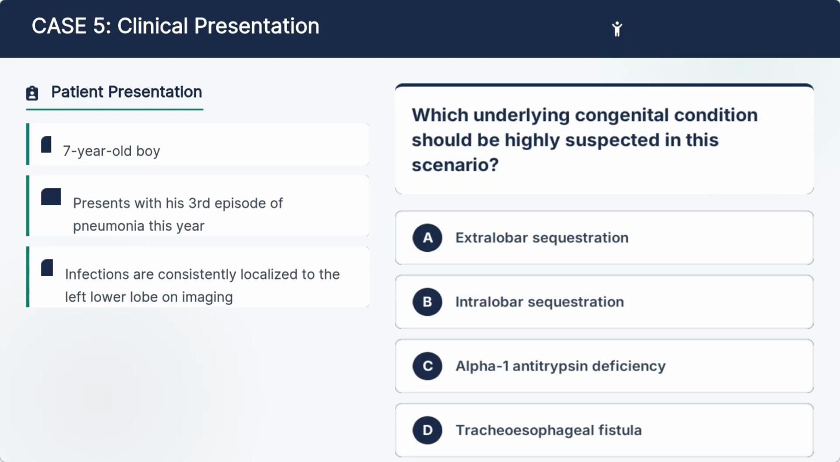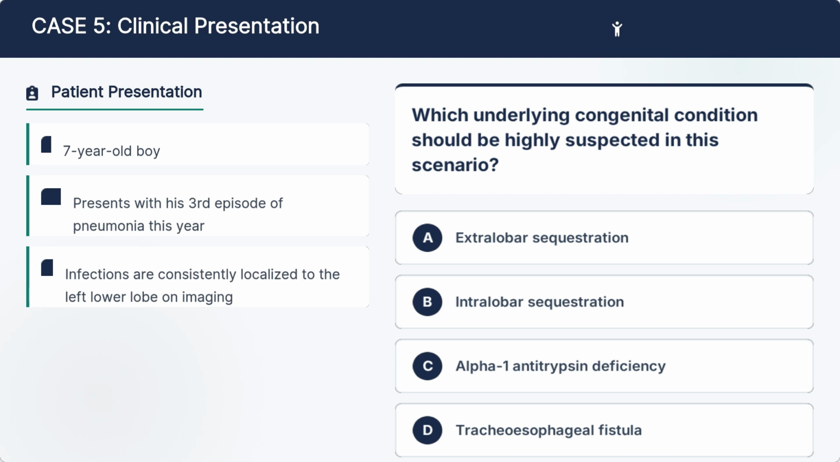Case 5. Clinical presentation. A 7-year-old boy presents with his third episode of pneumonia this year. Importantly, all 3 infections have been consistently localized to the left lower lobe on imaging, with no infections in other lobes or on the right side. The question is, what is the most likely underlying diagnosis explaining this pattern of recurrent, same-location pneumonia?